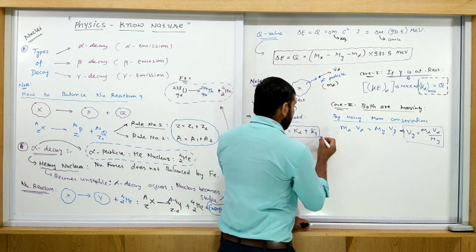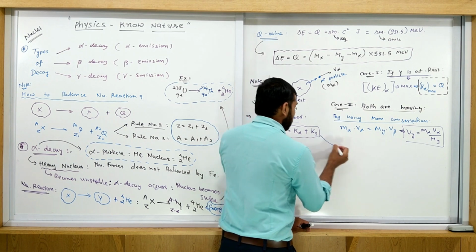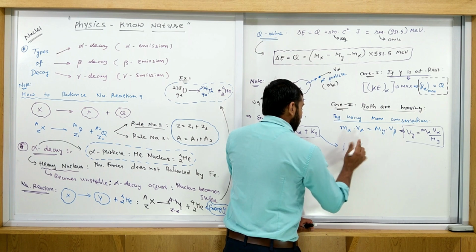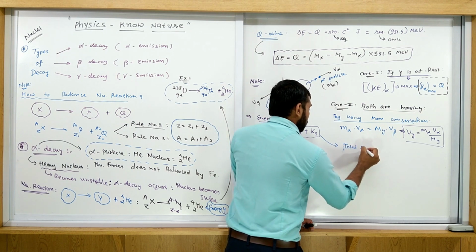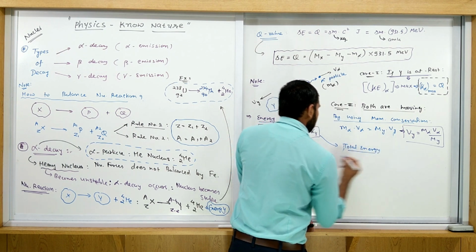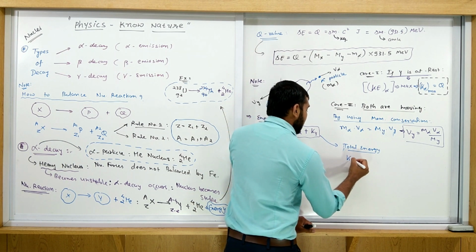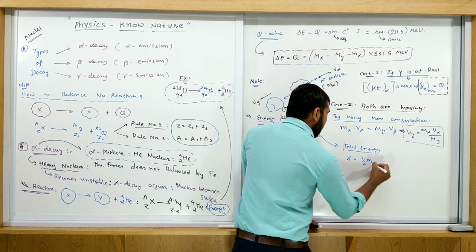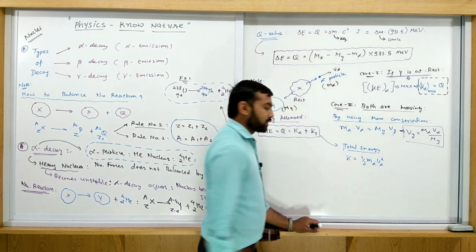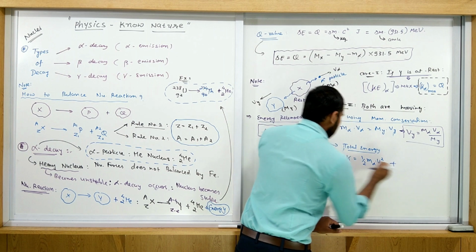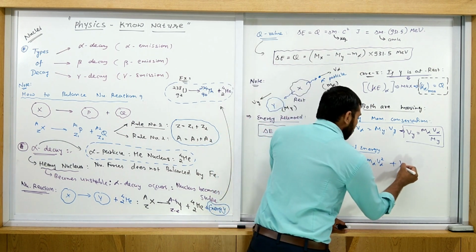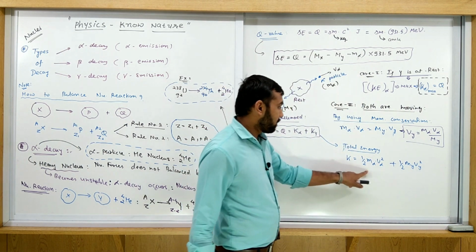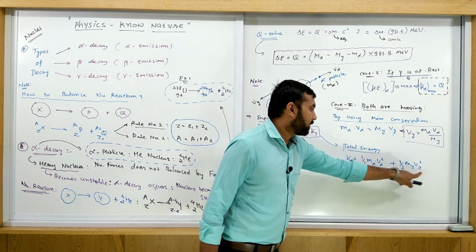So what is Q value? Put this value in this equation. So for the total kinetic energy, we write like this: total kinetic energy K is equal to K alpha plus Ky. So what is K alpha? 1/2 m alpha v alpha square. And Ky is 1/2 my vy square. So 1/2 m alpha v alpha square plus 1/2 my vy square.